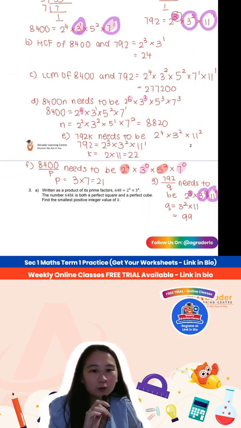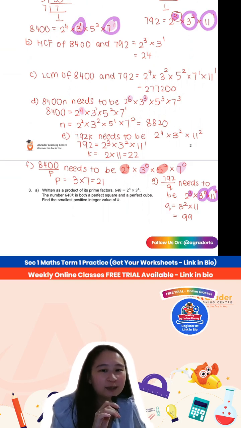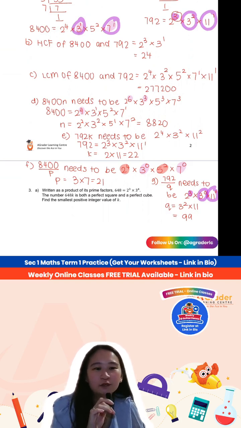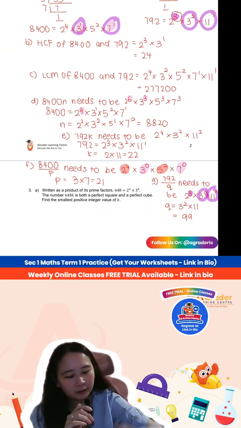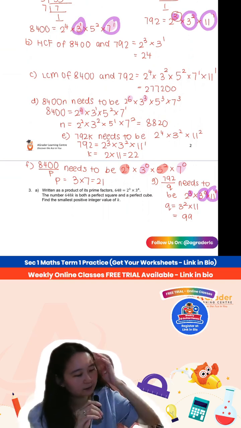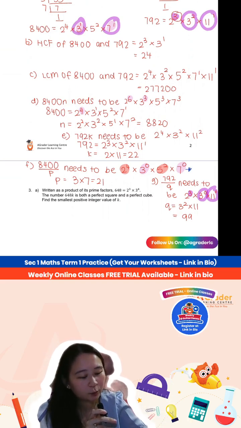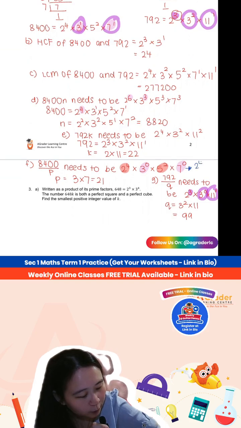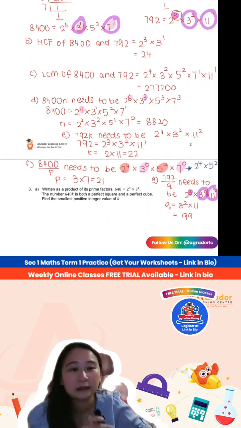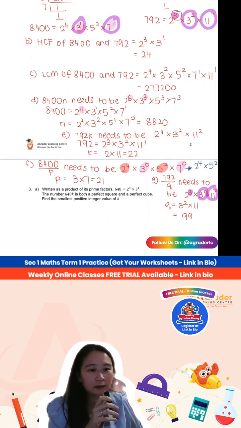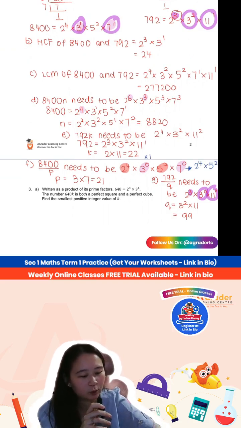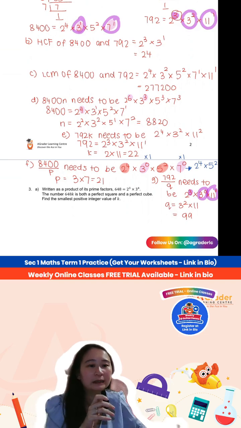Yep, correct. So multiplying by 1 means no changes, right? It doesn't change the value. So can you see that this part here, because now I want it to be a perfect square. Anything to the power of 0 is 1, right? Meaning this will give me 2 to the power of 4 times 5 square, because this is like times 1 times 1 times 1, to anything, the value doesn't change.